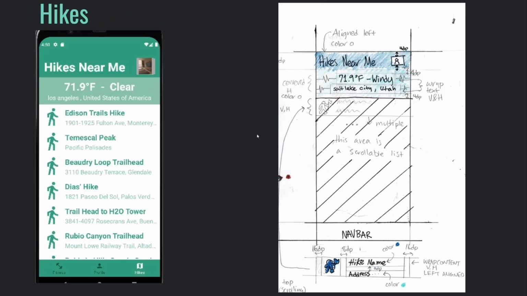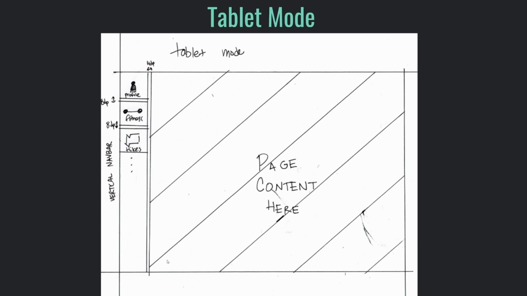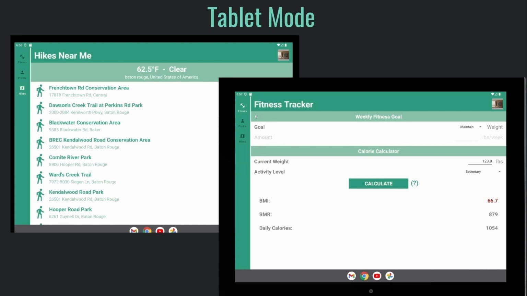And then finally, we have hikes and weather. This shows the weather at the top and the hikes down below. And this nav bar chooses which section we're on. For tablet mode, we decided to switch that nav bar to the side, and that was mostly what was changed. So this is my initial sketch for that. And then it came out looking like this on a tablet.